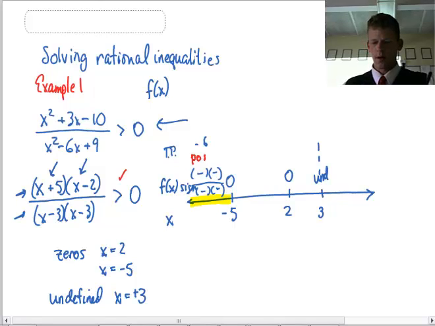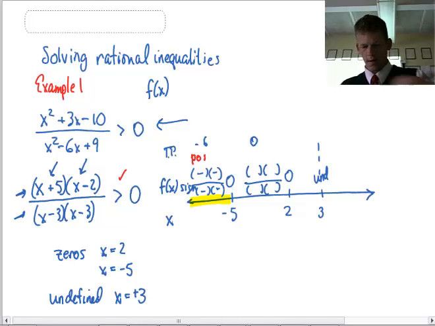So let's try another test point, in the next region. Let's use something nice and easy. How about 0? Because that's in that interval. When I put 0 in, I'm going to make my parentheses so I can keep track of things. I get 0 plus 5 is positive, 0 minus 2 is negative, 0 minus 3 is negative, and 0 minus 3 is also negative. So I'm going to end up with a net result of a negative in the numerator and a positive in the denominator, which will be an overall negative value.